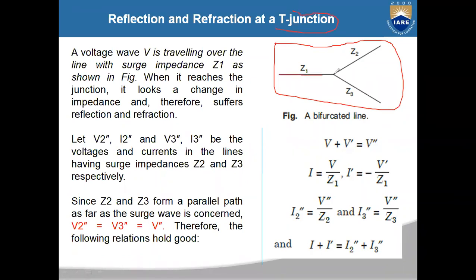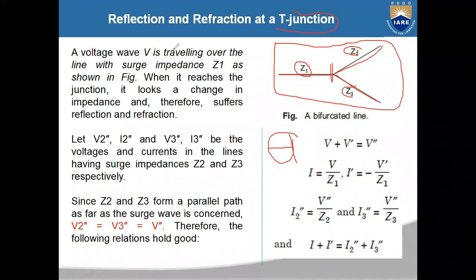So this is the transmission line. At this point it is bifurcated like a T, like the letter T. Because of that reason, this line is called the T junction line. This transmission line has an impedance of Z1, and one line will have Z2, another line Z3, and this Z2 and Z3 will be almost in parallel.